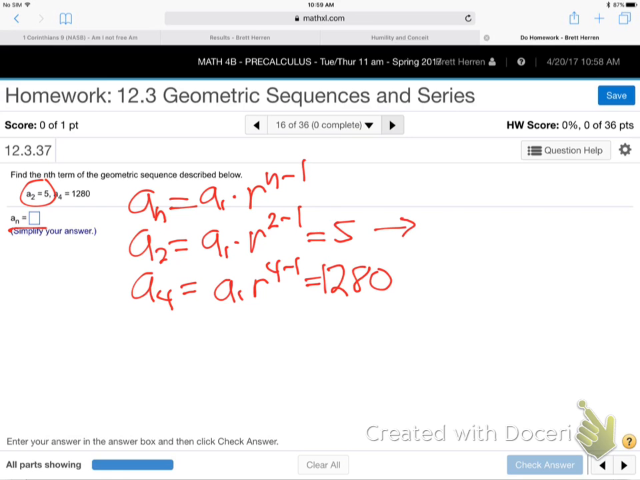Let me clean that up a little bit. So that's a1 r is 5. And this is a1 r to the third is 1280. Good there? This making sense so far? So what am I going to do now? You tracking with me so far? Is it making sense what I've done? Just plugged in 2 and plugged in 4.